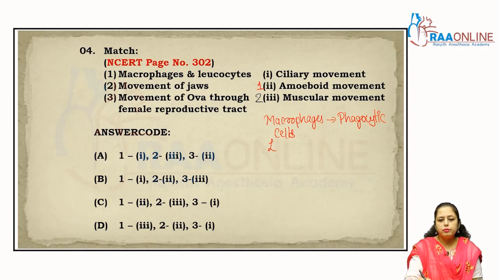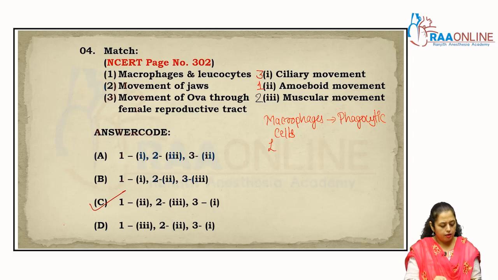And the third one, movement of ova through the female reproductive tract, is due to ciliary movement, because the ova is not able to move itself. Due to the development of cilia in the whole fallopian tube, the ova and the zygote both are transferred. Clear? So the answer is 1, 2, 3, just in one option, that is answer C.